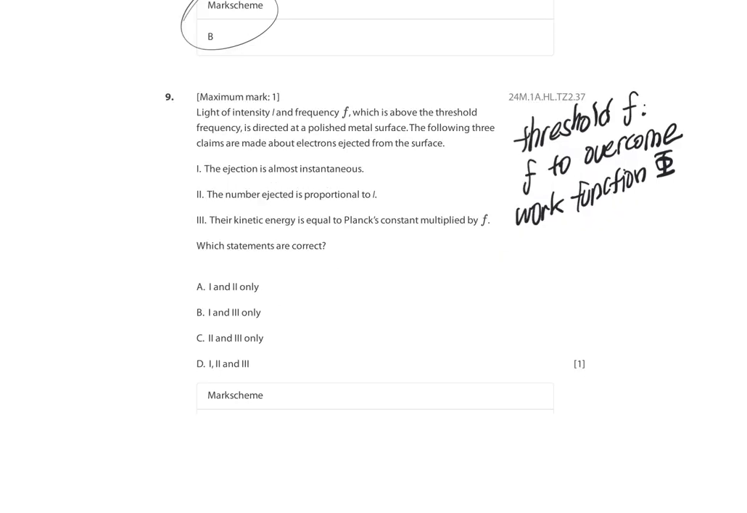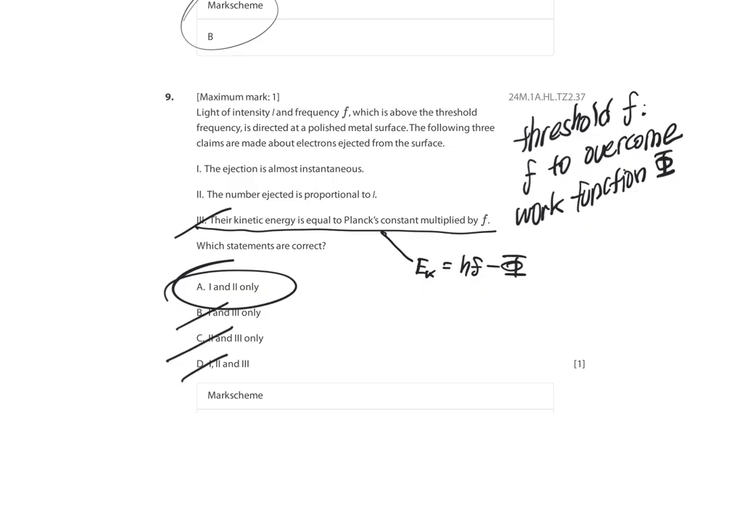So this one's kind of weird. All right, so things that are true. The ejection is instantaneous. The number of electrons ejected is proportional to the intensity, and the kinetic energy is equal to Planck's constant multiplied times f. The third statement is incorrect, because we know that the kinetic energy is hf minus the work function. It's not simply Planck's constant multiplied times f, so it can't be 3. B has 3 in it, C has 3 in it, D has 3 in it. That leaves only A.